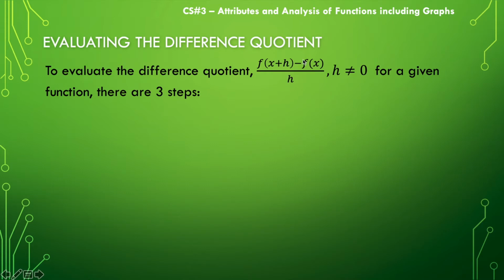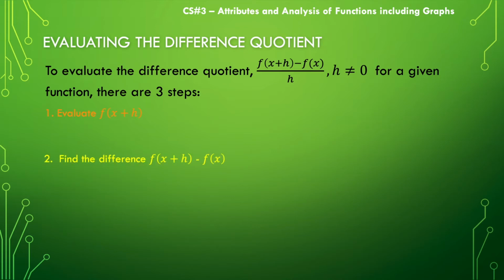So, in order to evaluate this for a given function, there are three main steps, and keep in mind that when you do this, you will always be given a specific function to be working with. So let's look at the three steps. The first thing you're going to want to do is, from the given function, evaluate f of x plus h. That means we're going to sub in x plus h everywhere we see x, and simplify.